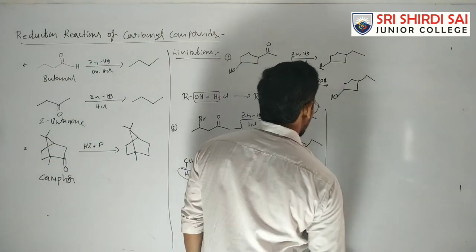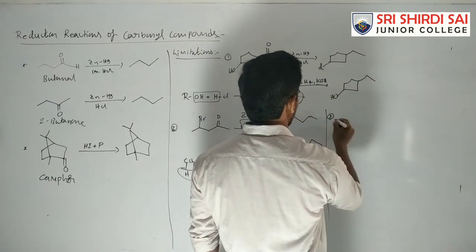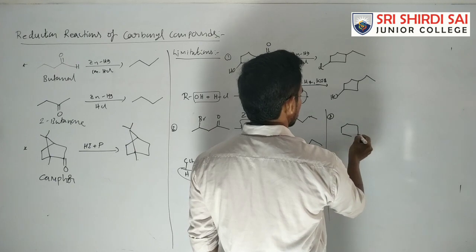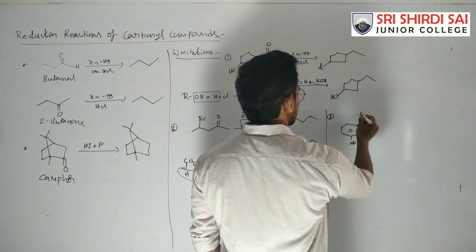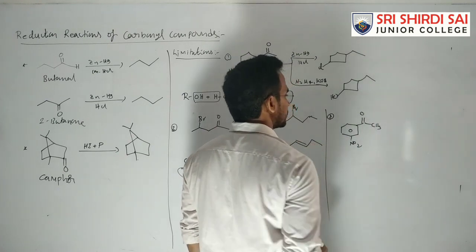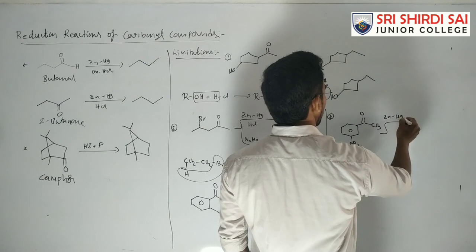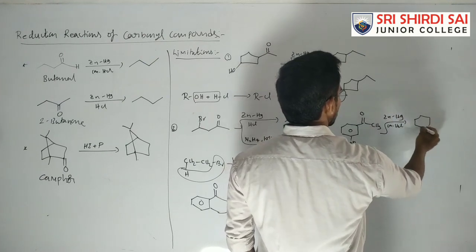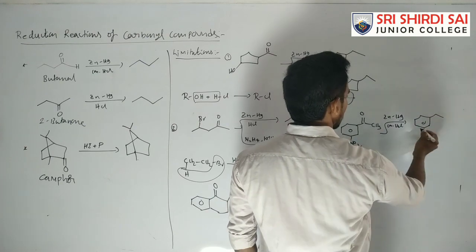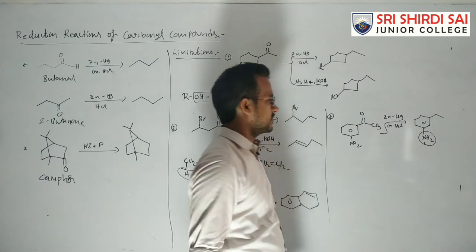And one more limitation. Suppose this is a benzene ring, this one contains NO2 and this one contains COCH3. This one on treating with zinc mercury and concentrated HCl: the CO group is converted to CH2, and additionally the NO2 is also reduced to NH2.